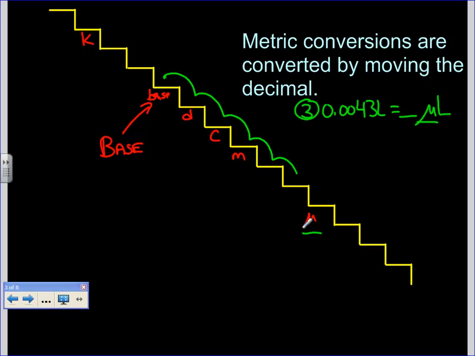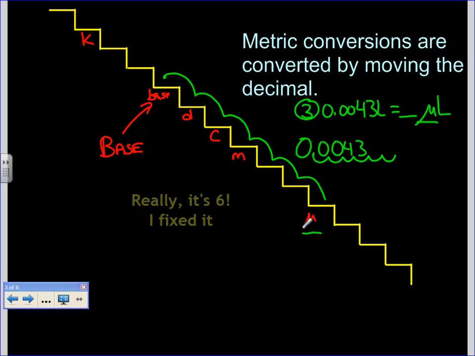That means micro. So we're going to start at the base. That's liters. We're going to go down to micro, and that is 6 steps. It's 6 steps to the right. Remember, up and down doesn't really matter here, but left and right does. So we're going to go 6 steps to the right. And I think I put 7 here, but it's 6. Ignore what I typed in there. Okay. So we're going to go 6 steps to the right.